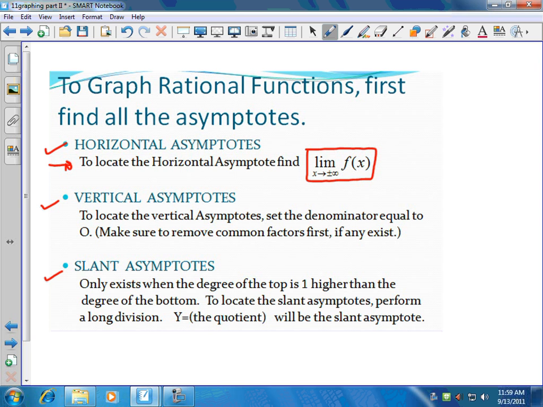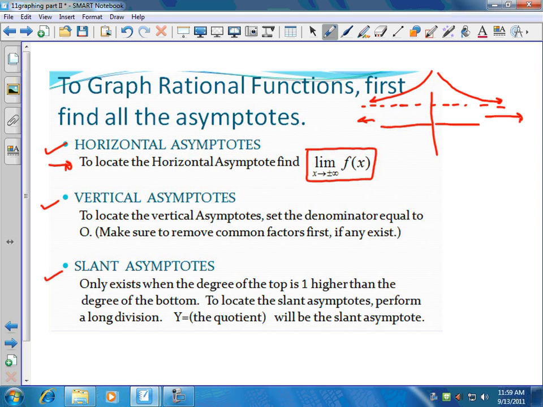Why are we finding a limit? Because ultimately, a horizontal asymptote is a line that a graph approaches as x goes towards infinity or towards negative infinity. So basically, if you take a limit, that will tell you what is happening in these extreme regions. And that will give you information about asymptotes, where that function is approaching.